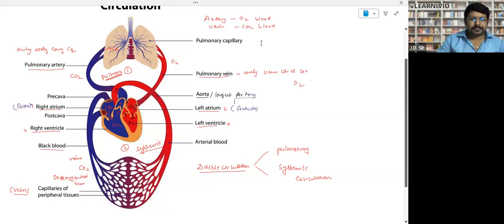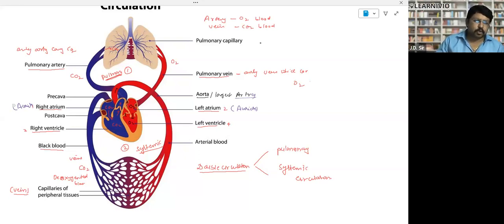Fine. Look, these are our lungs, right? We have studied the respiratory part. So what happened? This is our heart. The heart is made up of four chambers. The lower chambers are called ventricles. So this is the right ventricle, and this is the left ventricle. This is the first chamber, the right atrium, and this is the left atrium.